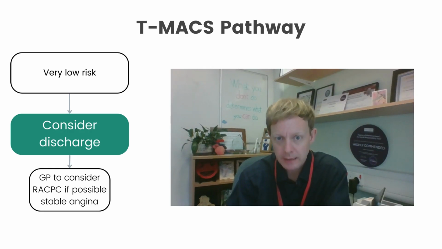Hi, so let's talk a little bit about what we do with TMACS output, how we use it in emergency departments in hospitals to direct patient flow, and how we're going to use it in ambulances to direct patient flow. So in hospital, if the calculated probability of ACS is less than 2%, then we assign patients to the very low risk group, and those patients are eligible for immediate discharge.